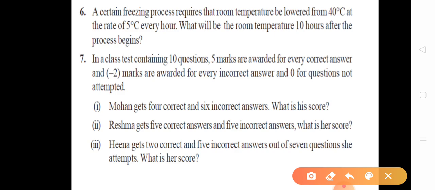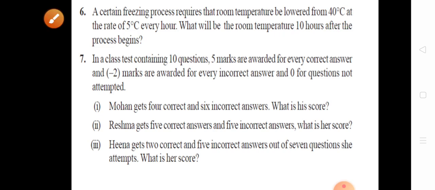So first of all, write what is given to you. Then you consider this 5 degrees Celsius as a negative integer. So in 1 hour it is getting decreased by -5. So in 10 hours it will be getting decreased by, very easy, simply you multiply -5 into 10, and you will get the answer. And then whatever result you get, you subtract it from the temperature given, and you will have your answer. So I hope it is quite easy for you.